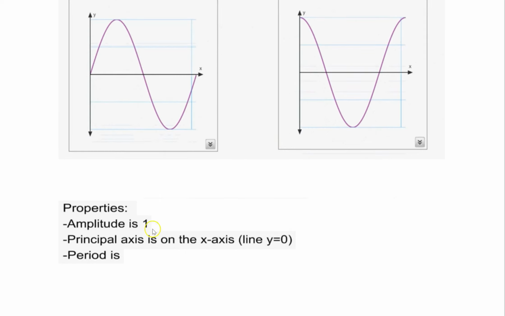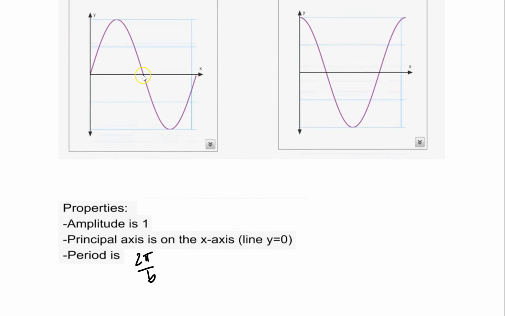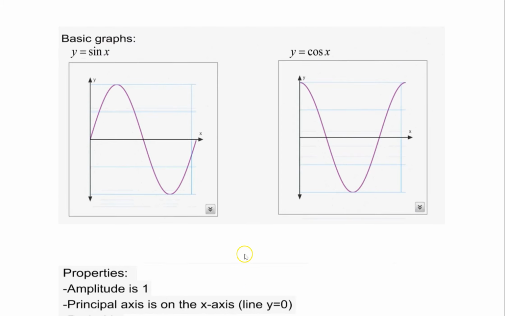And the period, there's a formula for it, it's 2 pi over b, where b is the number from your x. So in both these cases it's 1. We're doing a very basic graph here. So 2 pi. So let's go back to this graph here.